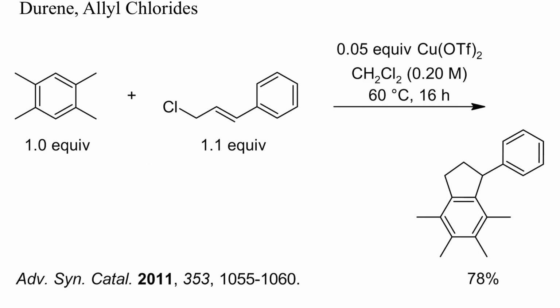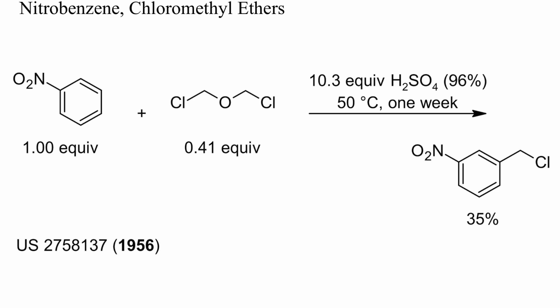Allyl chlorides can yield indanes when treated with arenes under acidic conditions, as in this example. Here, the starting material isomerized during the reaction, a common side reaction of polyalkylarenes. Nitrobenzene is unreactive toward electrophiles and can only be alkylated, acylated, or halogenated under harsh conditions. Here, a low yield of chloromethylated nitrobenzene was obtained by heating the starting materials for 1 week in sulfuric acid.